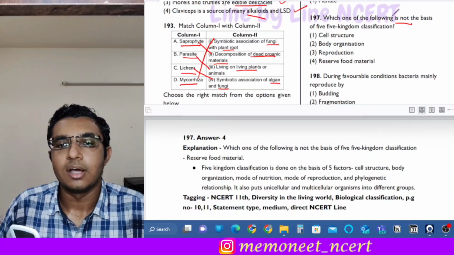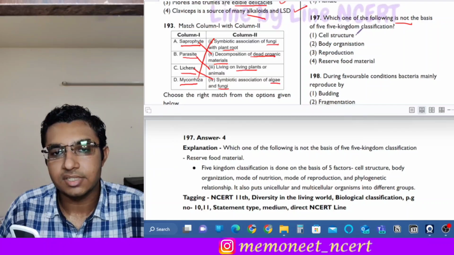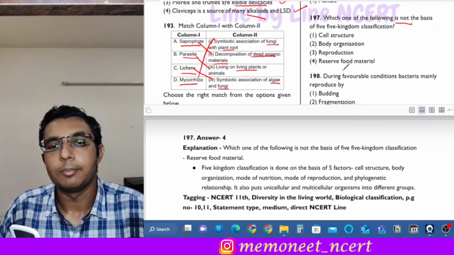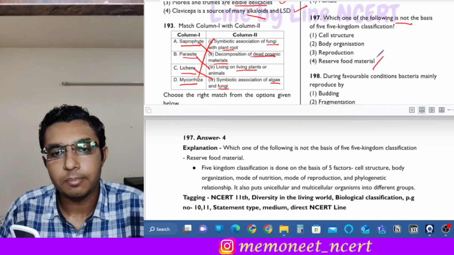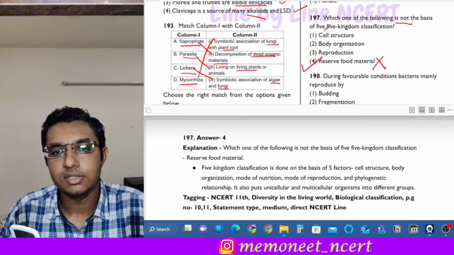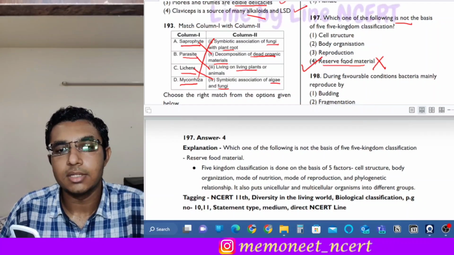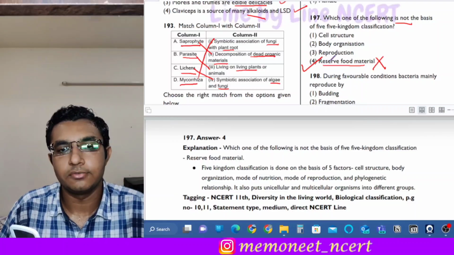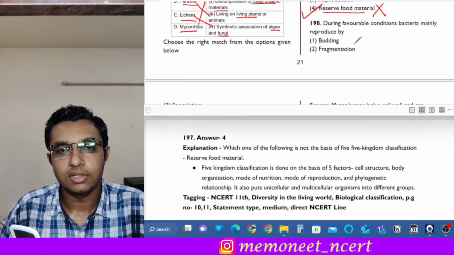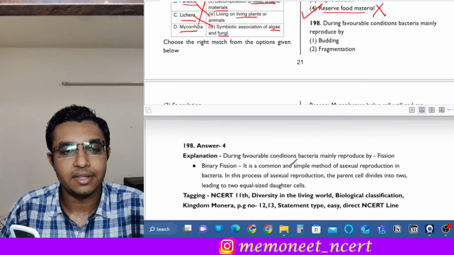Okay, now in the five factors we saw the cell structure, we saw the body organization, and we also saw reproduction, but it does not depend on reserve food material. So the correct answer will be option 4. This is not the basis of five kingdom classification. The reserve food material: an organism is not classified on the basis of reserve food material in the five kingdom classification. Okay, moving on to the next question, that is question number 198.